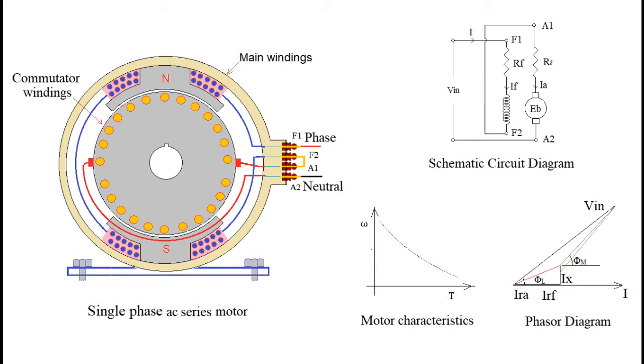Let us look at the connections of the field and armature windings on the slide. These are in series. Various phenomena are taking place simultaneously. Flux in the pole starts pulsating. Due to transformer action, EMF is induced in armature conductors. Current is passing through armature conductors.